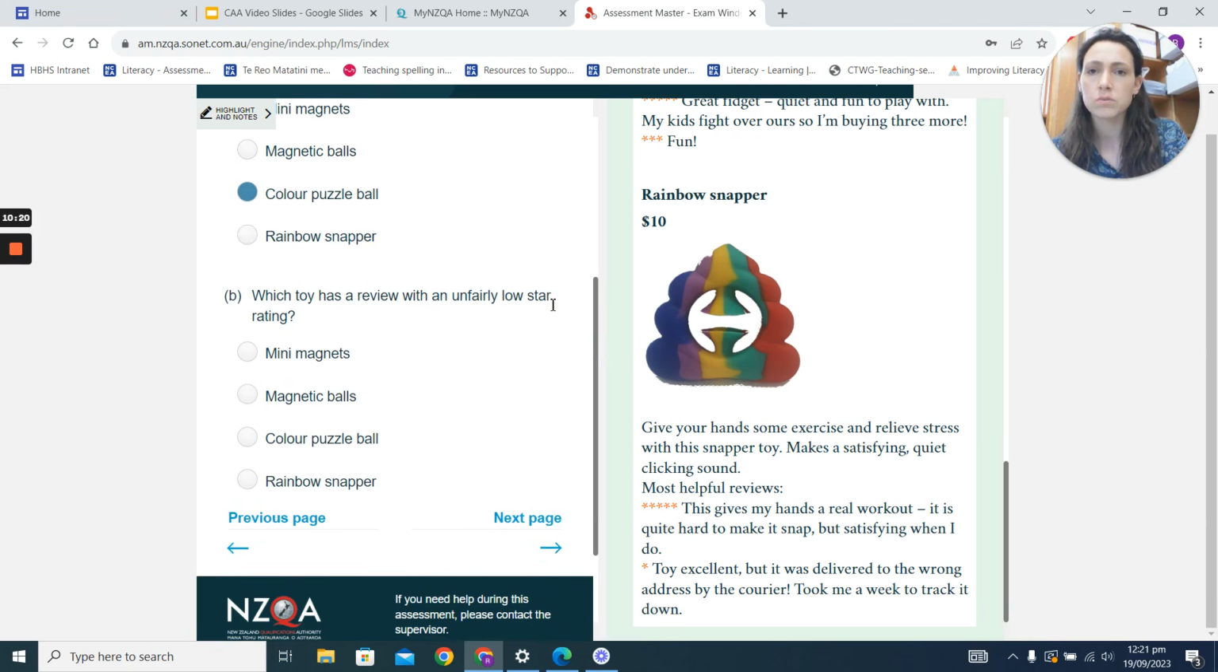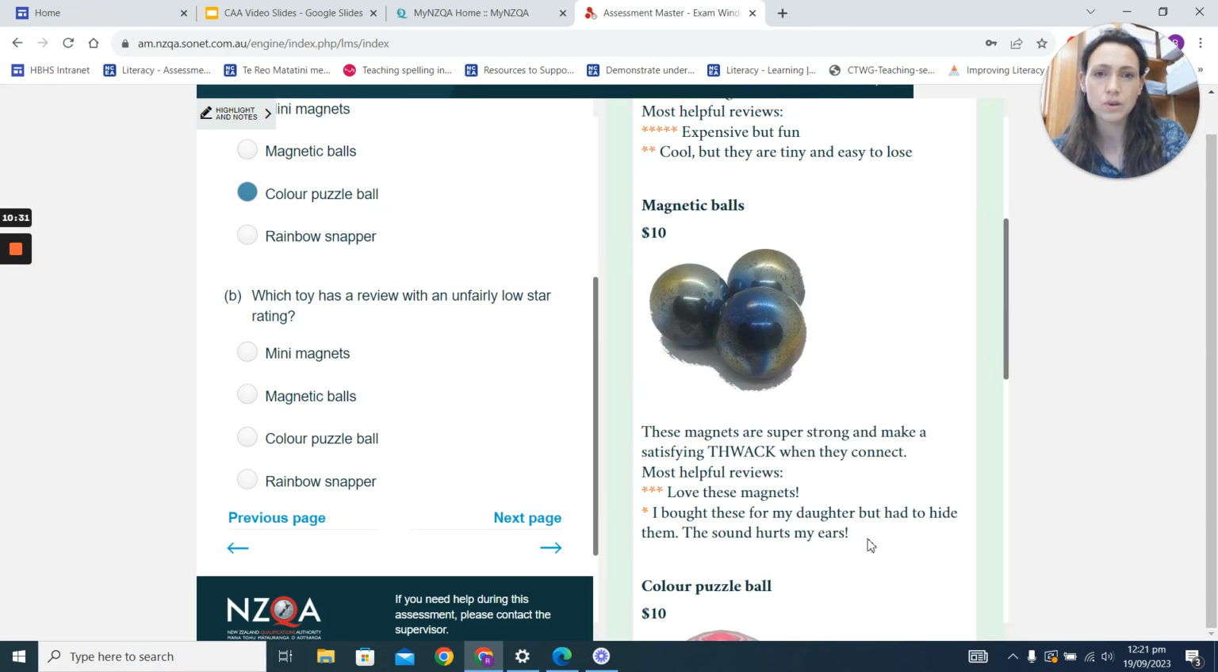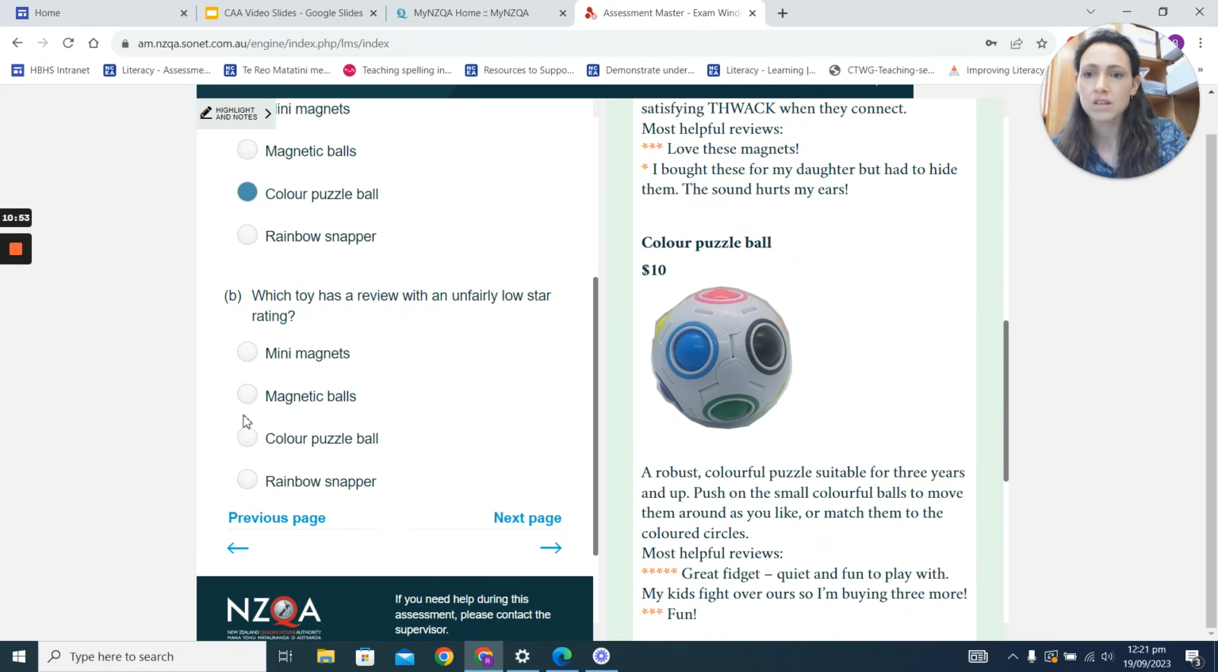Okay, which toy has a review with an unfairly low star rating? Well, I'm just going to go straight to the 2 that have the low rating. It was this one, and this one was because the person thinks it's too loud. Seems a little bit unreasonable, doesn't it? Because the write-up about the product says that it's loud. Like, that's the idea of this toy, is that it makes a satisfying loud noise. So I think that this person actually should have known that when they bought it, and it's a bit unfair to give it a low review when that's the whole idea of the toy. I think that is probably the answer, the magnetic balls.